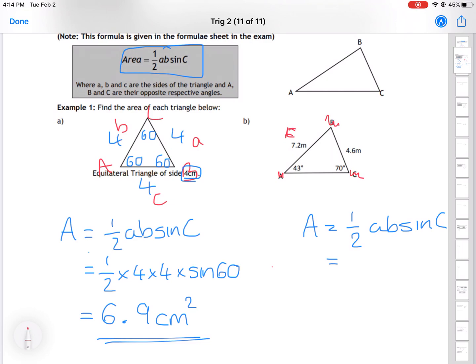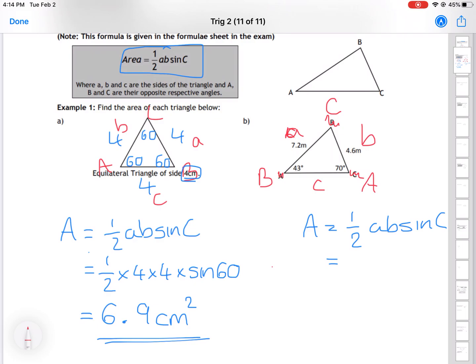I am going to label the sides that I have a and b. It doesn't matter how you label these sides as long as you make it corresponding to the actual side, so it's proper. Angle B is across from side b, angle A is across from side a, and C is going to have to be in that position there.